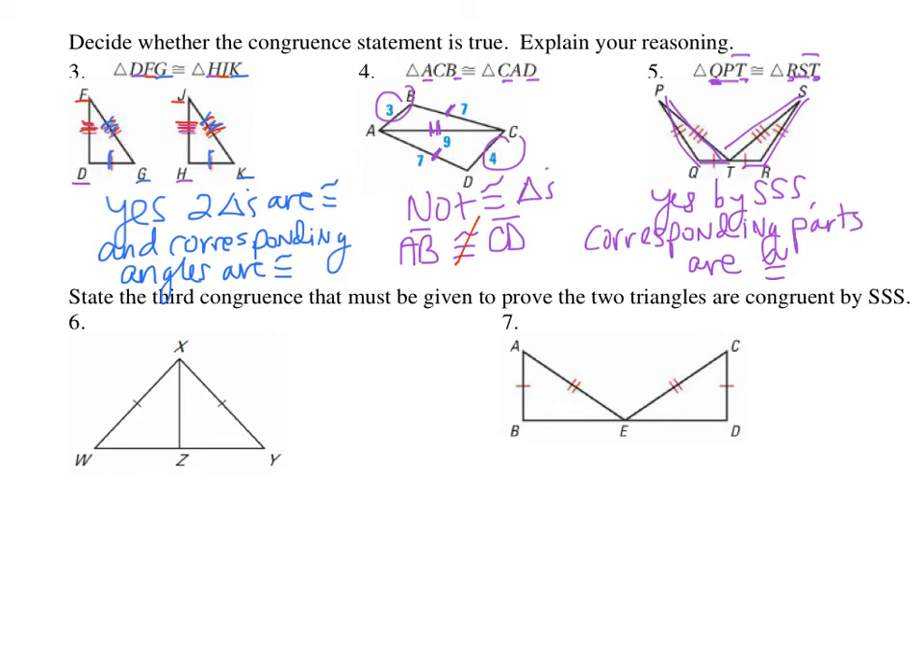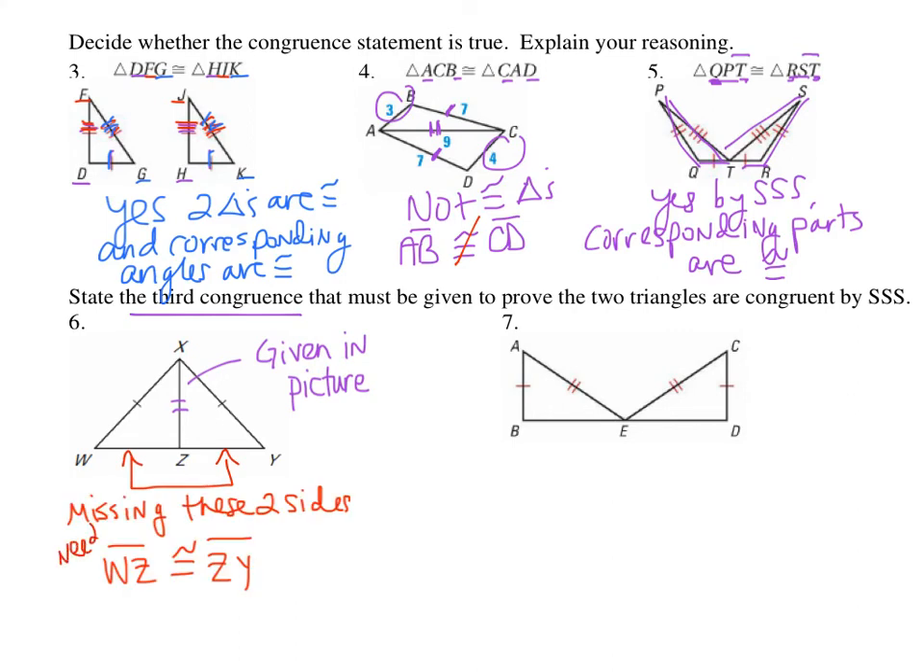So for number 6, we want to see what piece are we missing. State the third congruence that must be given to prove the 2 triangles are congruent by side, side, side. So in number 6, we already know that these 2 pieces, so XZ and XZ, are congruent just by the reflexive property. And you have to think of that's given to you in the picture. So that is not what we are missing. So what we are missing is the third side, and that would be these 2 sides right here. So we need that WZ is congruent to ZY to prove the 2 triangles are congruent by side, side, side.